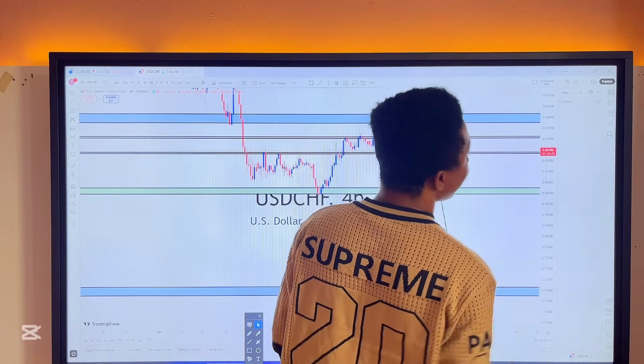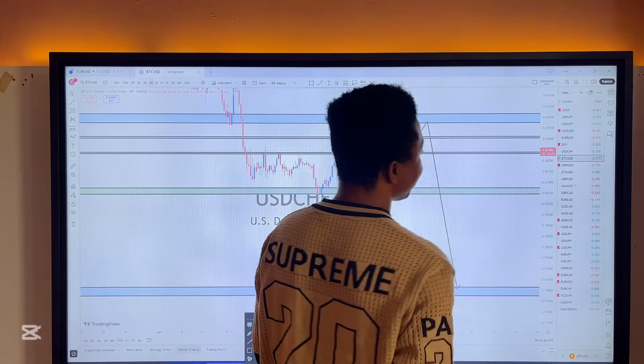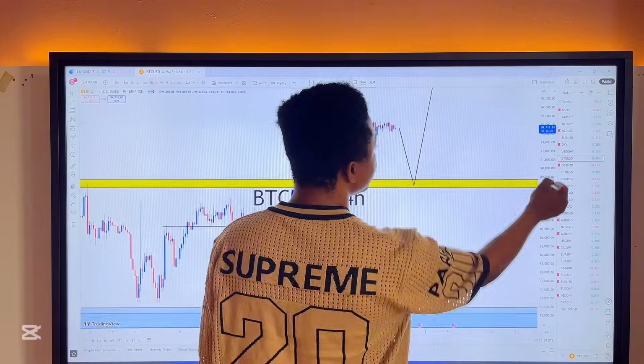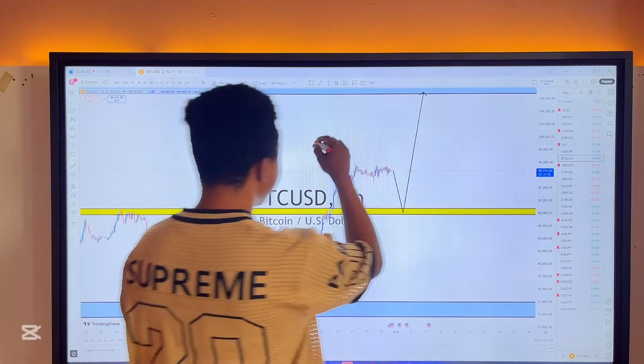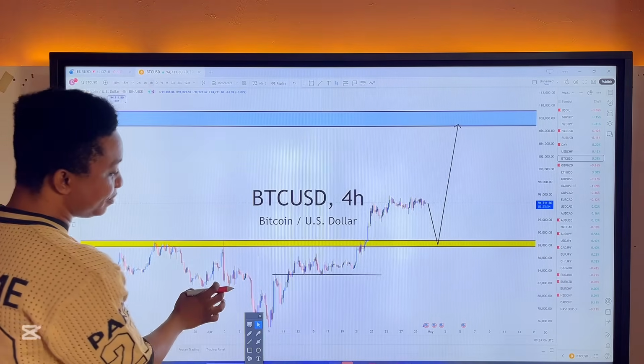Let's move on to probably our last pair. No, it's not our last pair. I think last but one. All right, so BTC USD now, Bitcoin. Remember we did BTC USD analysis, and then we predicted the buy to the upside.